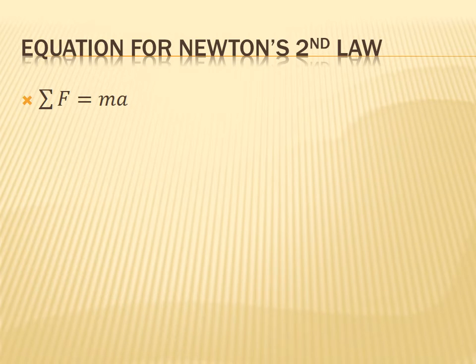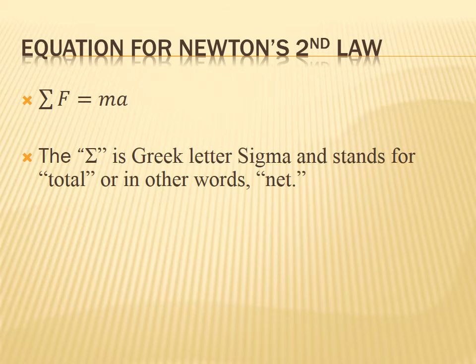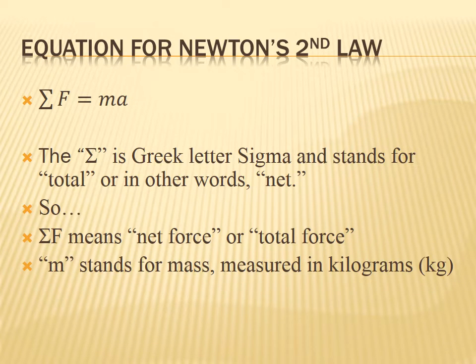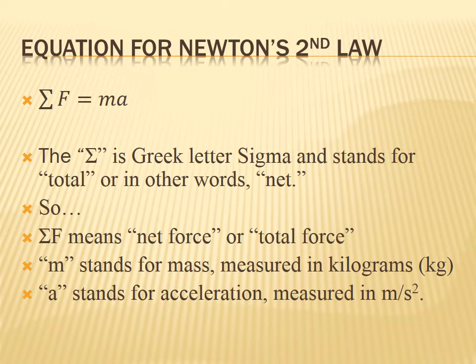The equation for Newton's second law is the net force equals mass times acceleration. That's what that funky looking letter is there in front of the F. That thing is Greek letter sigma and it stands for total, or in other words, the net. So you can say sigma F means the net force or total force. That M stands for mass measured in kilograms, and A stands for acceleration measured in meters per second squared.